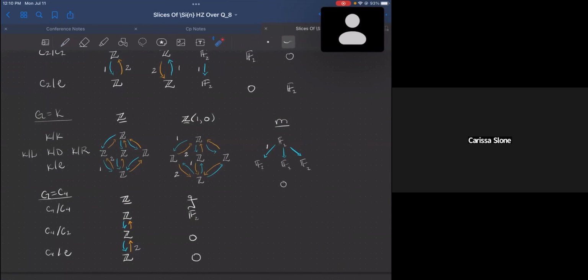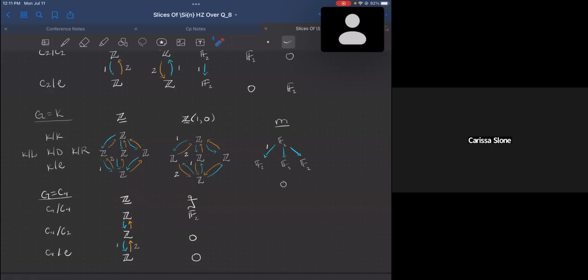And then for C4, well, we have a C4 mod C4 at the top, a C4 mod C2 in the middle, and then a C4 mod E at the bottom. And again, the constant Mackey functor Z has a Z in each spot, trivial Weyl group actions, and the restrictions are 1 and the transfers are 2.